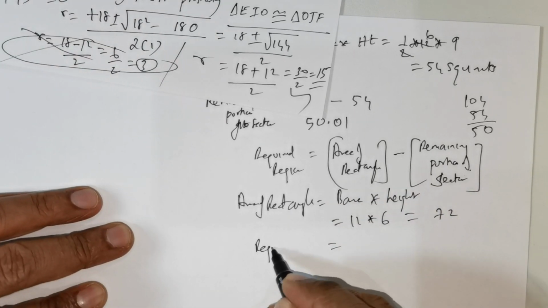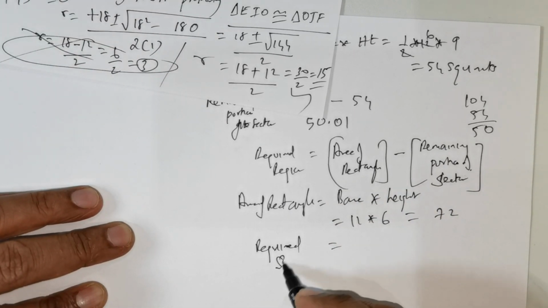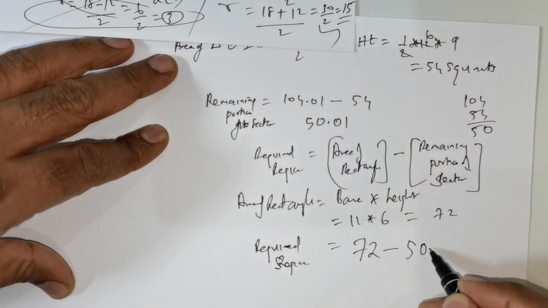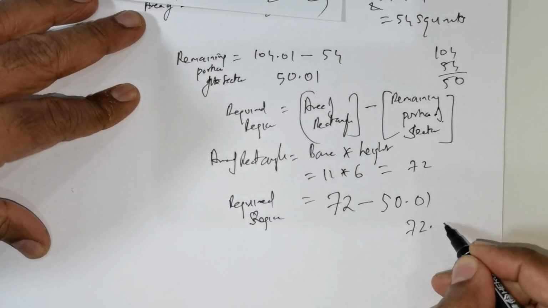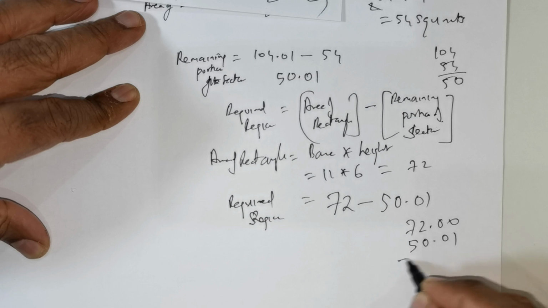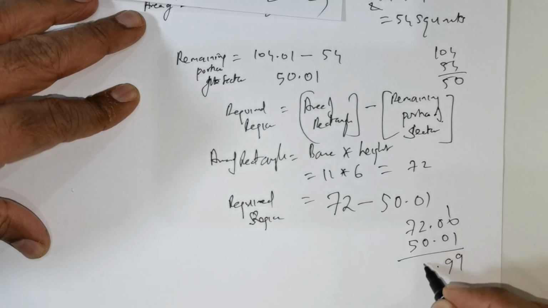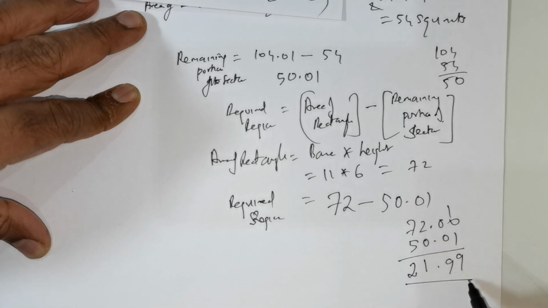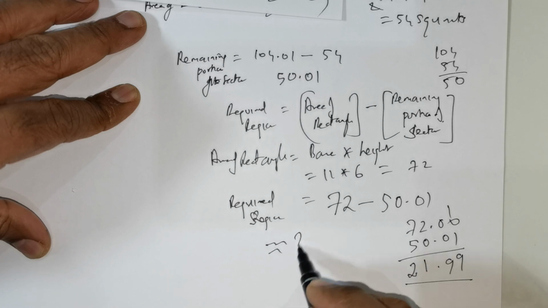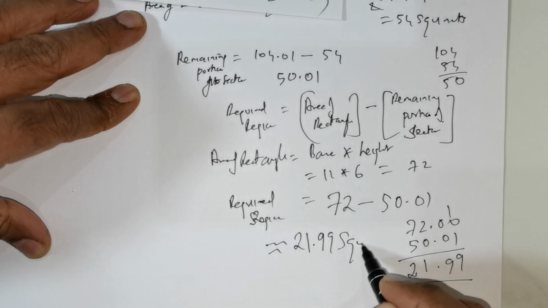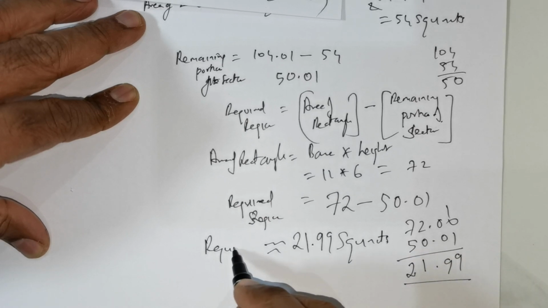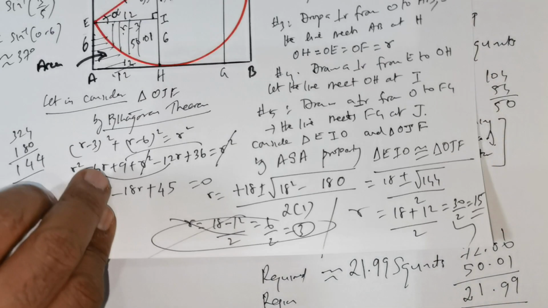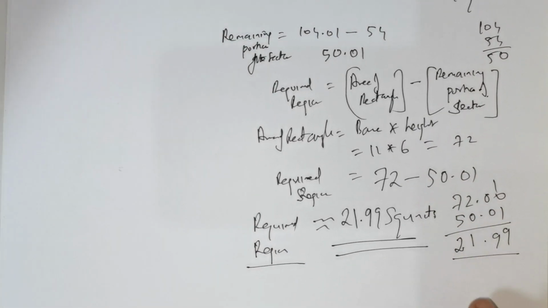So required region is equal to 72 minus 50.01. So let me subtract 72 minus 50.01. This is 9. I get a 1 here, and from 7 you take away 5, you get 21. So this is approximately 21.99 square units. This is the required region, right? So this is a beautiful question.